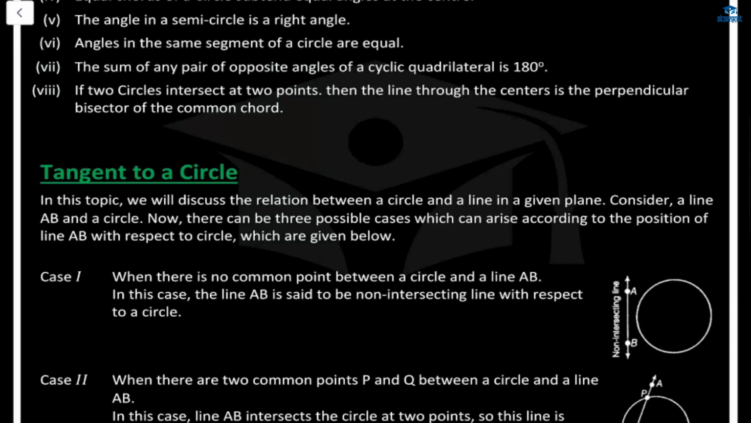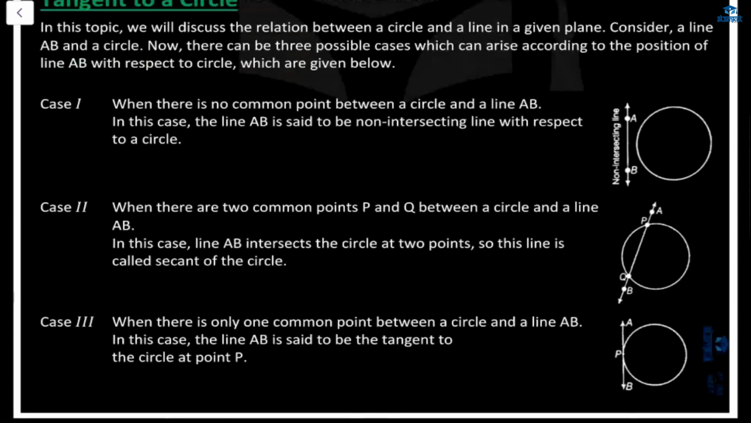Before that, let's see it. Suppose a line is there and a circle is there. So there can be three conditions. If we take a line and a circle, you can see here there can be three possible cases which can arise according to the position of line AB with respect to the circle. What are the three possible positions? Here, first one, you see a circle is there and the line is there, but they are not touching at all. So that is a non-intersecting line. Case one is when there is no common point between a circle and a line AB.